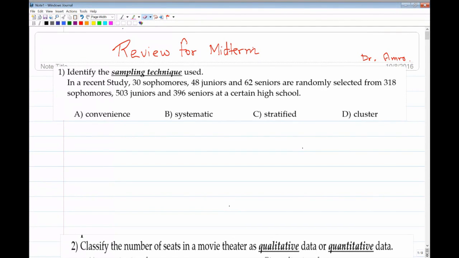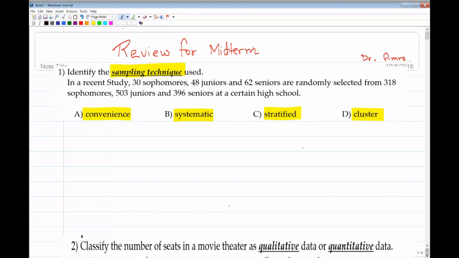Okay, this is the review for the midterm. We're going to go over the most important item on the review. So in the first question, when they discuss what we call the sampling technique, you can see four of them right here: convenient, systematic, stratified, and cluster. What we want to do is explain it first before we read the problem.